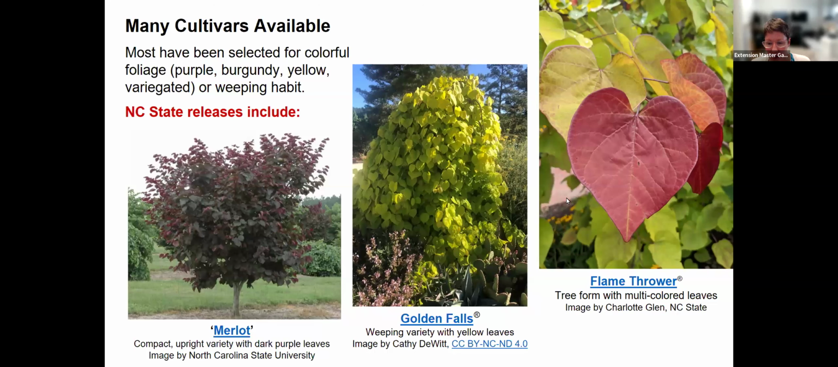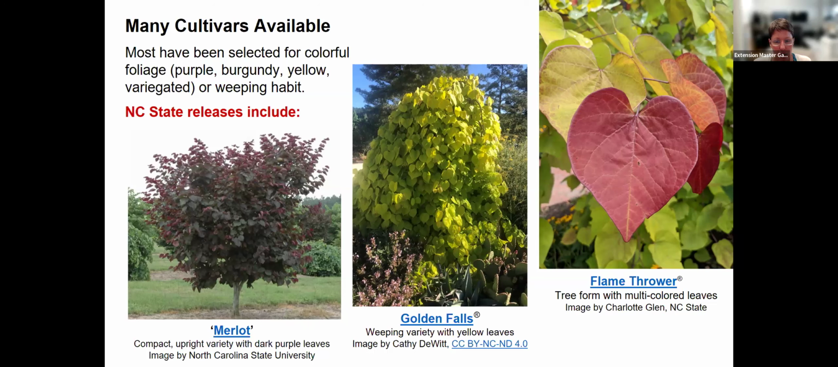When you go look for redbuds at a garden center, you are likely to find some of the named varieties. Most of these named varieties have been selected more for their foliage than their flowers. Most of them still have the very prolific lavender-purple flowers. There are a few varieties out there that have white flowers or pinker colored flowers. But really in the last 10, 20 years, most of the focus has been on varieties with different colored foliage or a weeping habit.